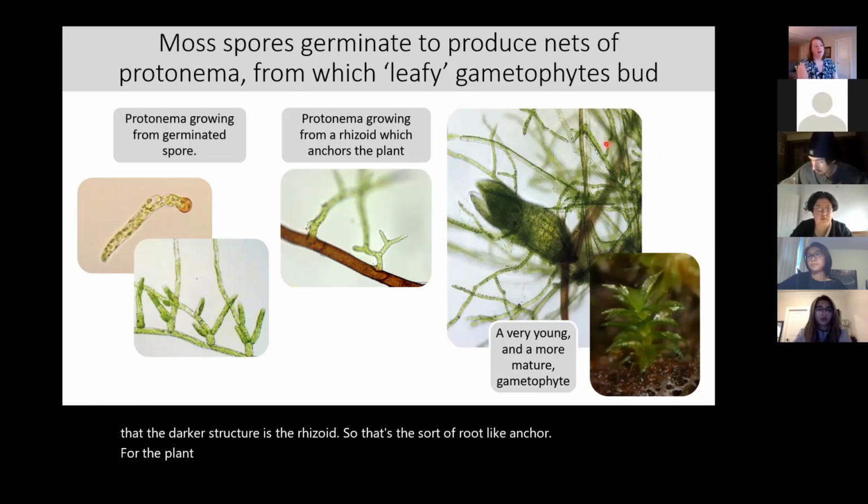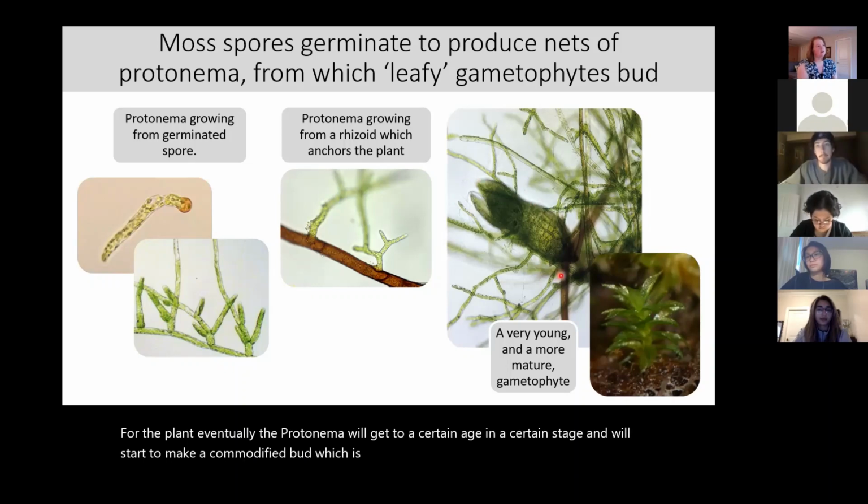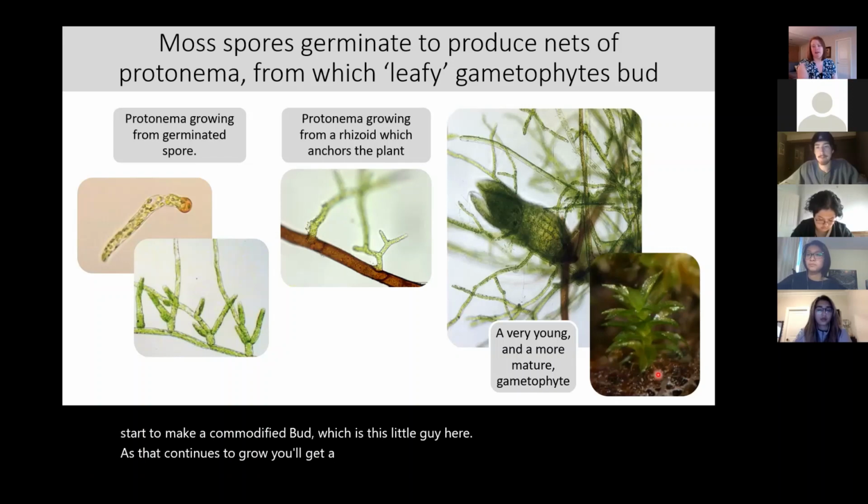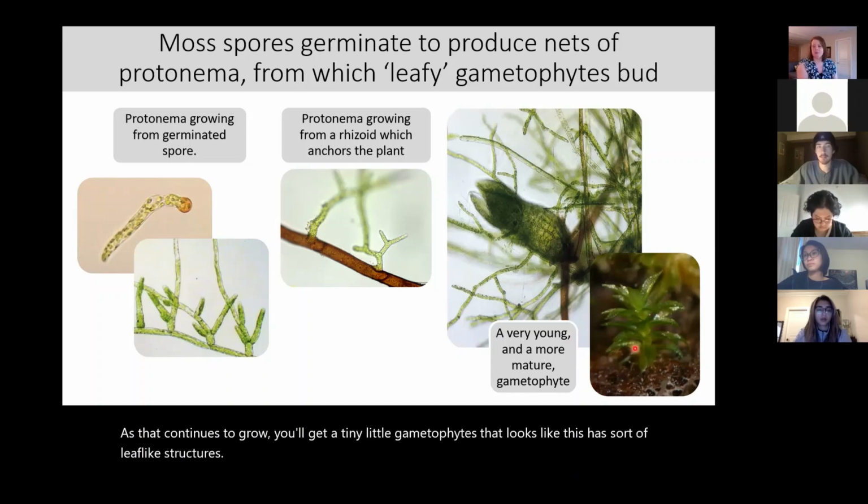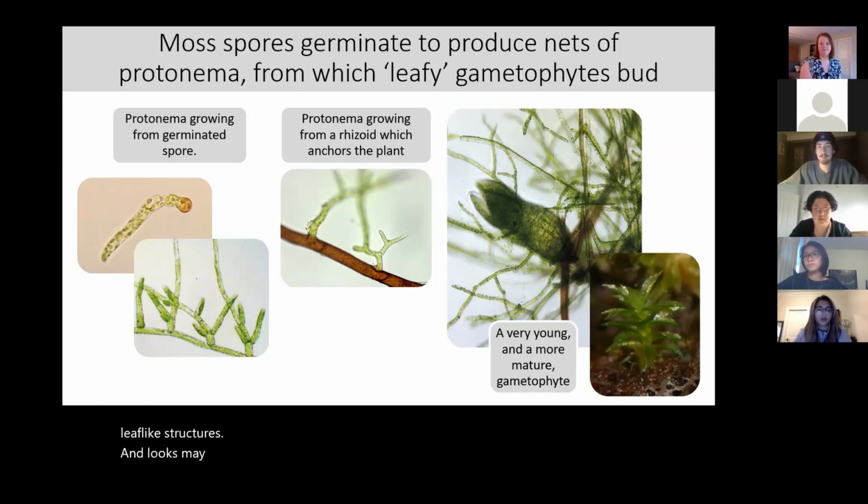So that's the root-like anchor for the plant. Eventually, the protonema will get to a certain age and a certain stage, and they'll start to make a gametophyte bud, which is this little guy here. And as that continues to grow, you'll get a tiny little gametophyte that looks like this, that has leaf-like structures and looks maybe more familiar as a plant.